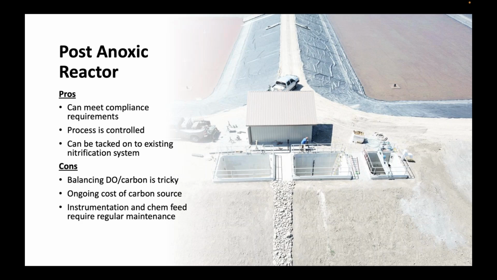And it can be just added on to an existing nitrification system. We've done a lot of facility planning where the customer has a need to meet an ammonia limit today, and they're like, well, what if I get total nitrogen in 5 years? And we're like, well, you can just add this post-anoxic reactor on later, and boom, you got your total nitrogen removal, right? So it's a nice sort of bolt-on system if you need it.